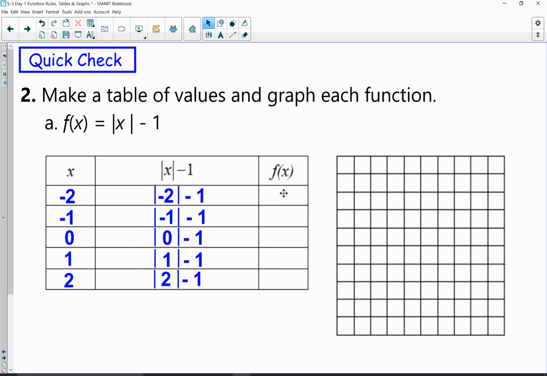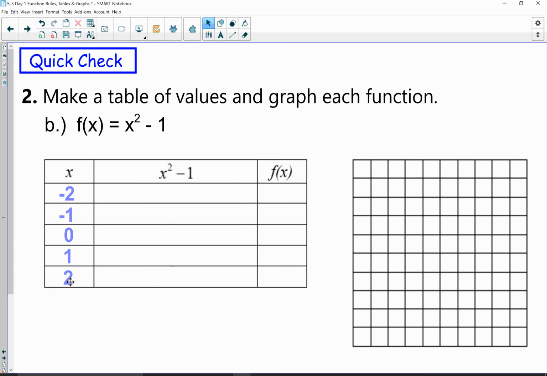So here's the work that I would expect to see in the table. This is, again, a continuous graph. So we have our 5 points shown on the graph, and we use a straight edge in this case to connect those 2 sides and make a V-shape graph. Absolute values, there's a V in the name, always end up with a V-shaped graph.